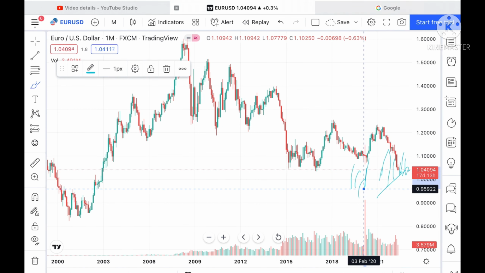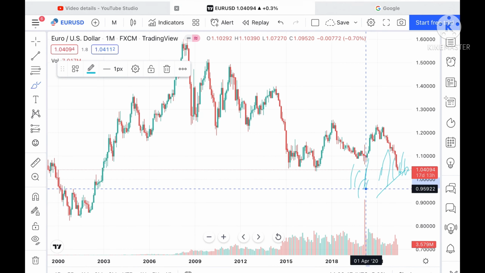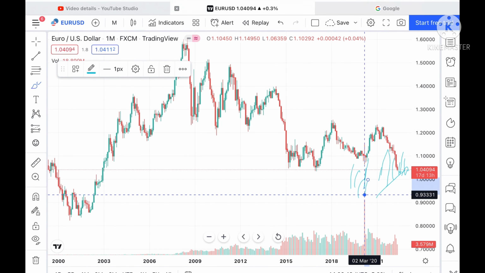And once it goes below this level, then we can see further downside towards a level of 0.95922, and from there we can see it can go further down to a level of 0.9331.